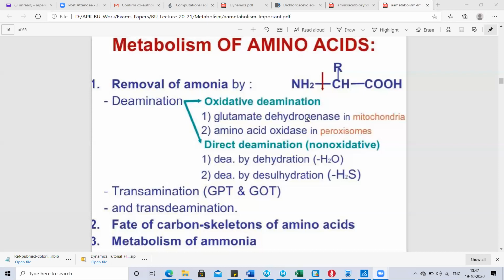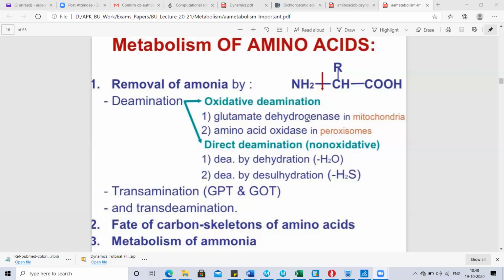Direct deamination can happen inside the cytosol also, and there are two ways to carry out such a reaction. The first one is deamination by dehydration, that is the removal of water, or deamination by desulfhydration, that is removal of H2S. So this is all about deamination. We studied it in the earlier class.